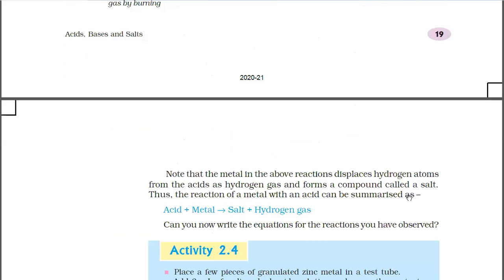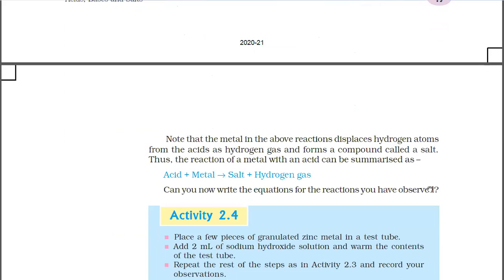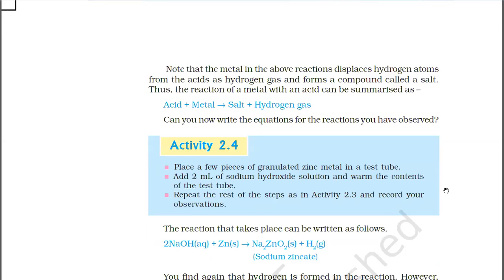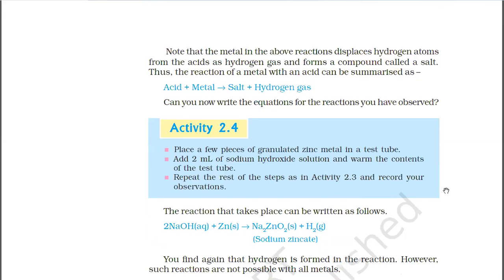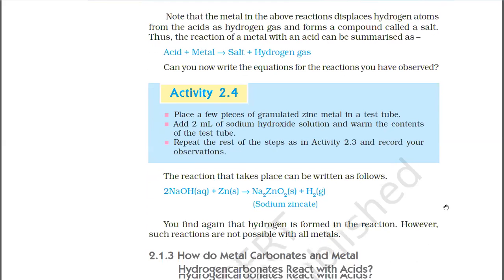Note that the metal in the above reaction displaces hydrogen atoms from the acids as hydrogen gas and forms a compound called a salt. Thus, the reaction of a metal with an acid can be summarized as: acid plus metal gives salt plus hydrogen gas. Can you now write the equations for the reactions you have observed?